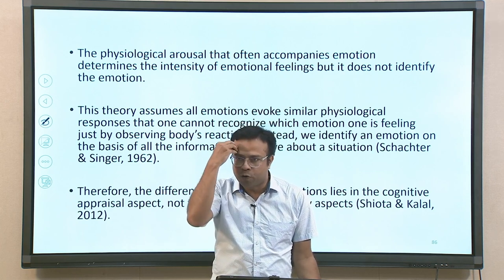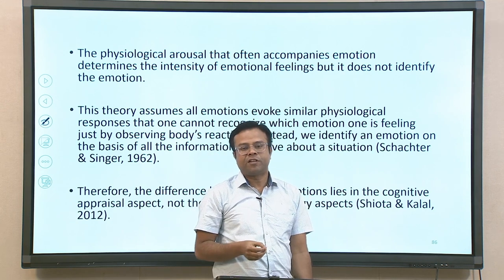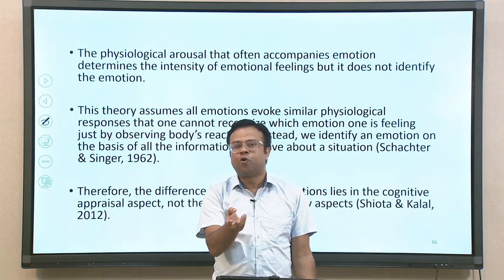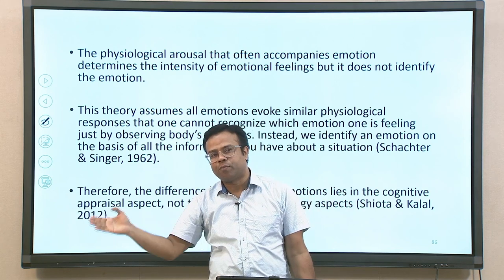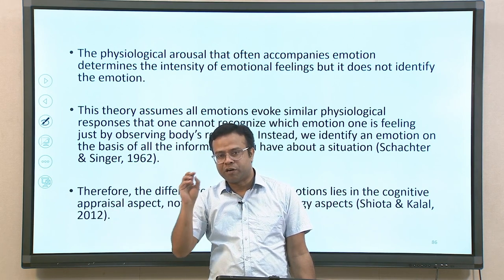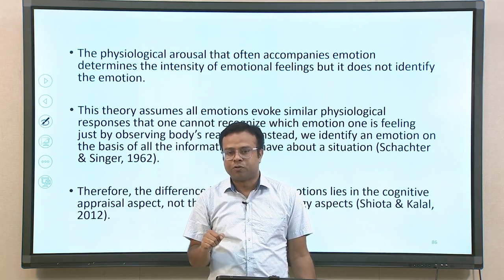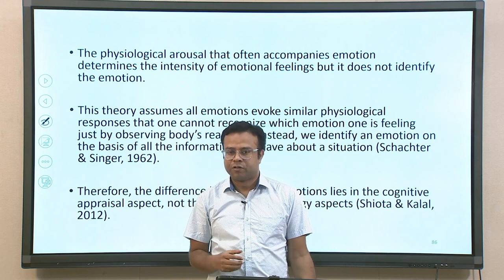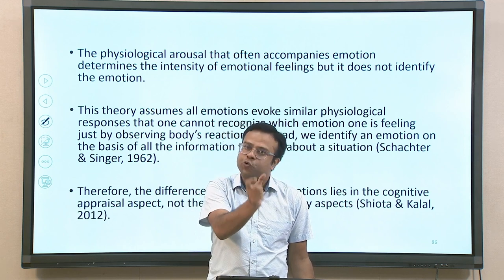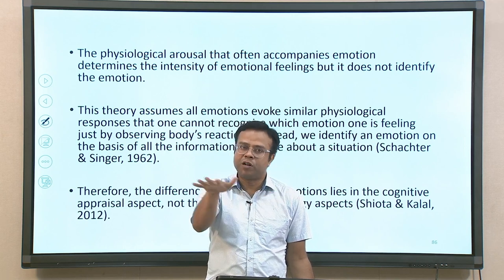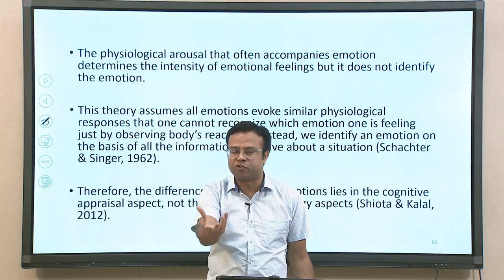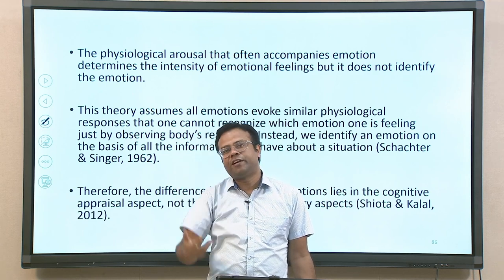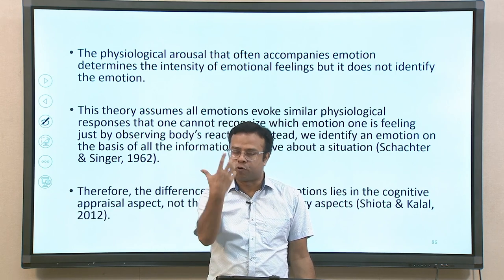So, how do you interpret that situation? Therefore, the difference between two emotions lies in the cognitive appraisal. Why an emotion is anger and why an emotion is fear depends on the situational surroundings, and physiological aspects only add to the intensity of it. They cannot give rise to a particular emotion. All emotions create almost similar physiological responses. So, there is an interaction between physiological aspects and cognitive labeling that creates an emotion.